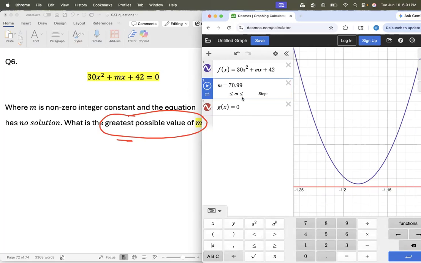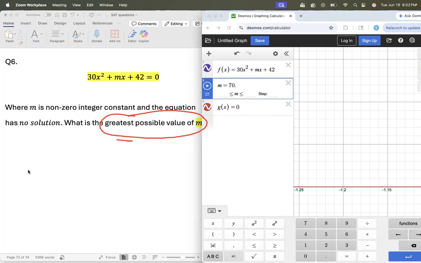70.99 is not an integer. And therefore, your right answer, the greatest you can get is 70 and it's gone. If I put 70.999, it's getting closer. I take it out, no solution. So even though 70.99 is very close to not being a solution, it's not an integer. We have to pick the 70. And so that's our right answer.